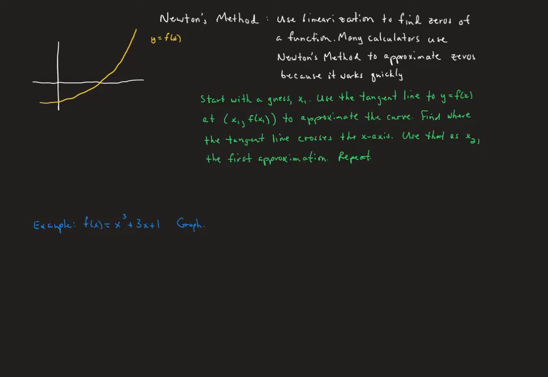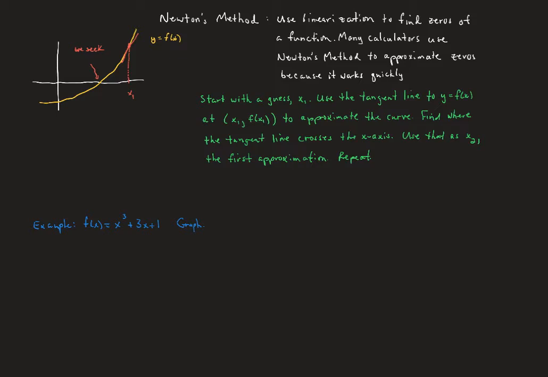So the idea is we're going to start with a guess. First of all, we should say this is what we're after. When a polynomial or some function crosses the x-axis, we would like to know where it crosses the x-axis. Where is that zero? So what we do is we just make a guess first. We'll call that, say, x sub 1. And we'll take that value of x and run it up to the curve. And then we'll find the tangent line to the curve at that point.